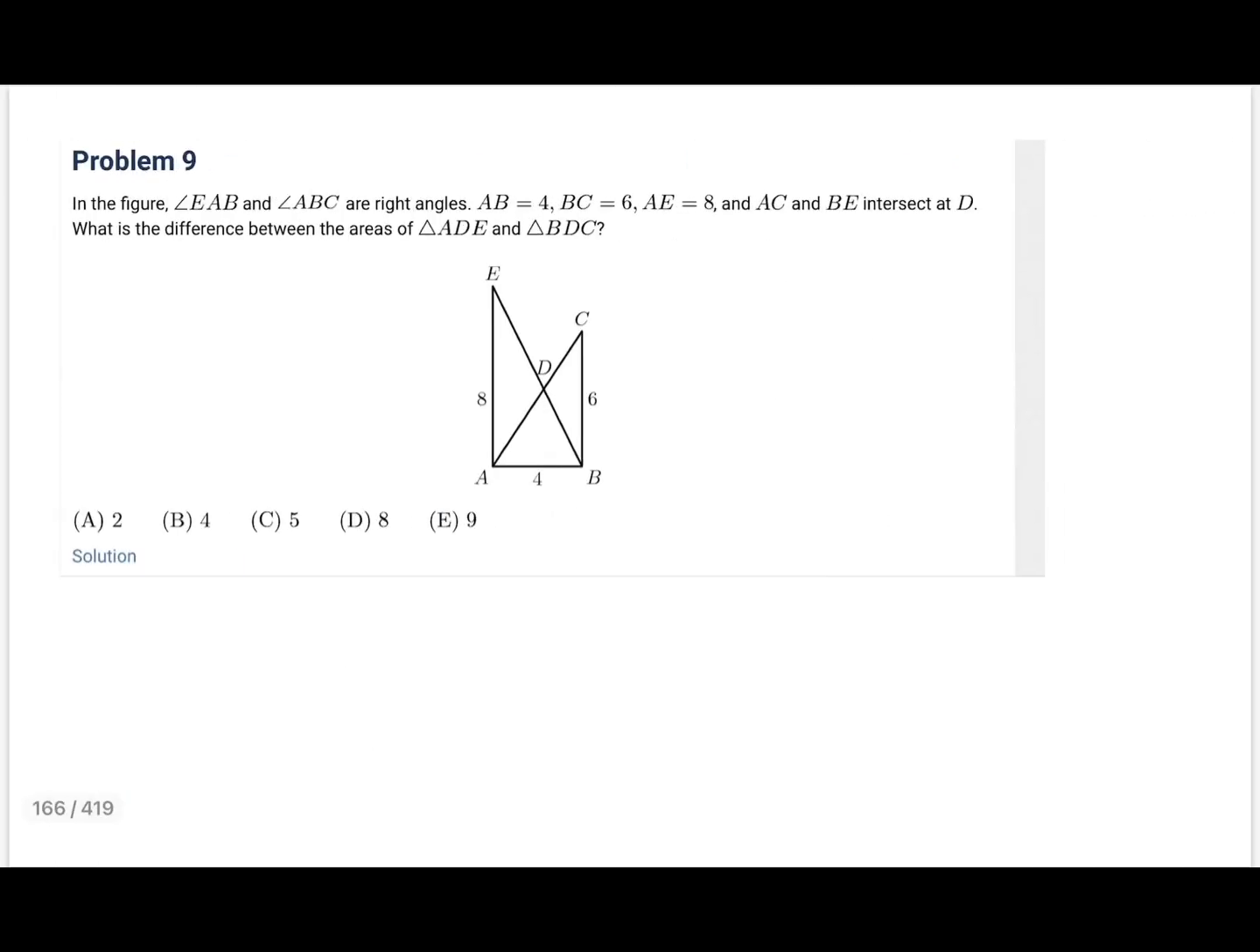Number 9, in the figure, EAB and ABC are right triangles. AB equals 4, BC equals 6, and AE equals 8, and AC and BE intersect at D. What is the difference between the areas of ADE and BDC?